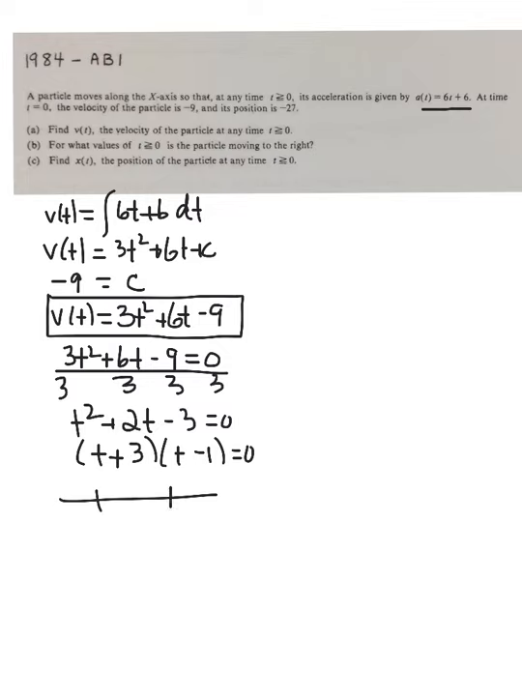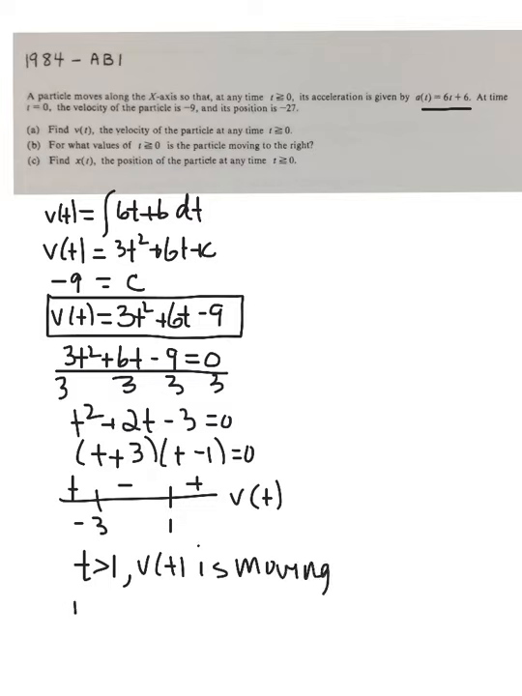So when I do a sign chart for the velocity, you can plug in values. You're going to get plus minus plus. And it says, when is it moving to the right? Now just be a little careful here. This is time. Even though it's moving to the right here, we can't have negative time here. So then the only values that will make sense for this particular question would just be when time is greater than 1. Okay, so when the time is greater than 1, the velocity is moving to the right. And you would say because the velocity is positive during that interval.